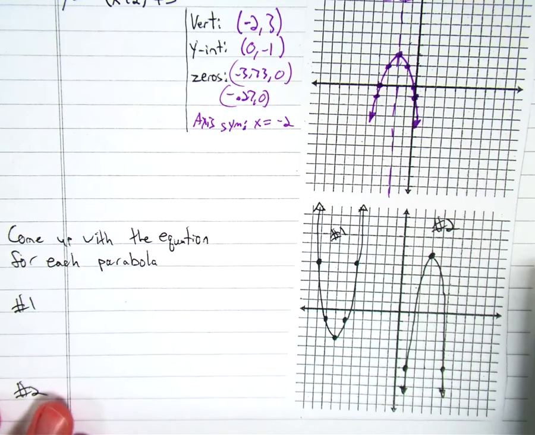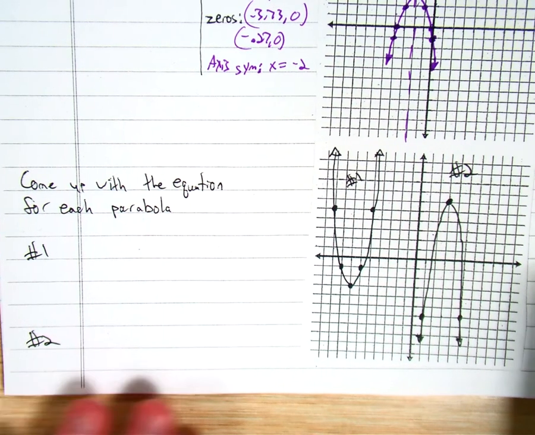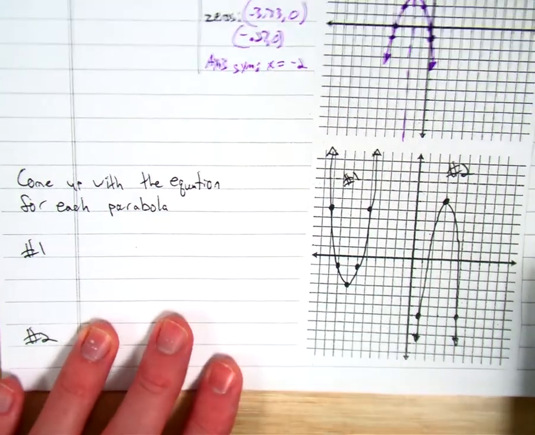Okay, last type of problem we're going to talk about is looking at a graph and coming up with the equation. All right, looking at the graph and coming up with the equation. So, number 1.